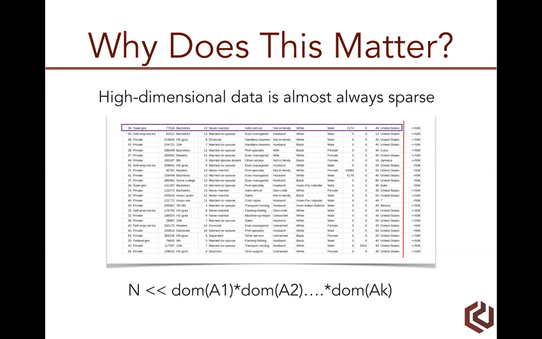Why is high-dimensional data almost always sparse? If we think about all the different attributes, for example, this is some census data over here, each one of those attributes has a domain of potential values. However, you have a finite data set in front of you. You don't have exponentially many data, right? You have a finite data set of n, and you're not getting all permutations and combinations of all possible domain values. So high-dimensional data is almost always sparse.